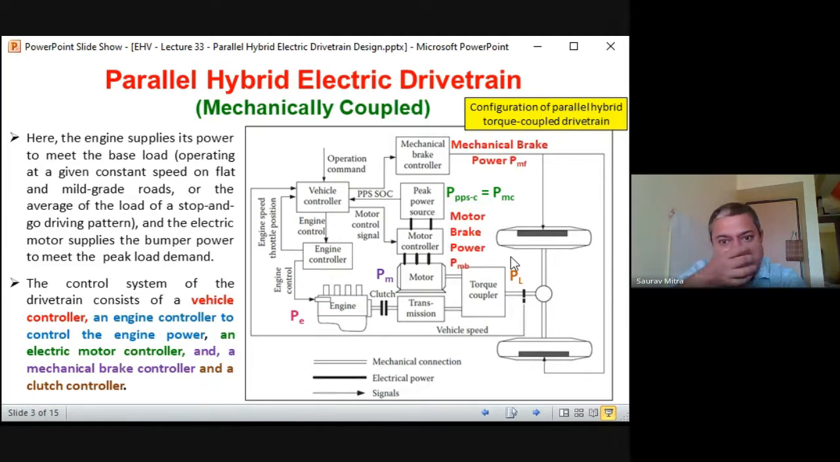Now there are two brakes coming. One is the mechanical brake power, which is called PMF. Initially I called it PMB. PMB is coming here, this is called the motor brake power. That means how to stop this motor. So this is electrical braking, and this mechanical brake power is called mechanical braking. So these are the elements, or the symbols, that you have to remember.